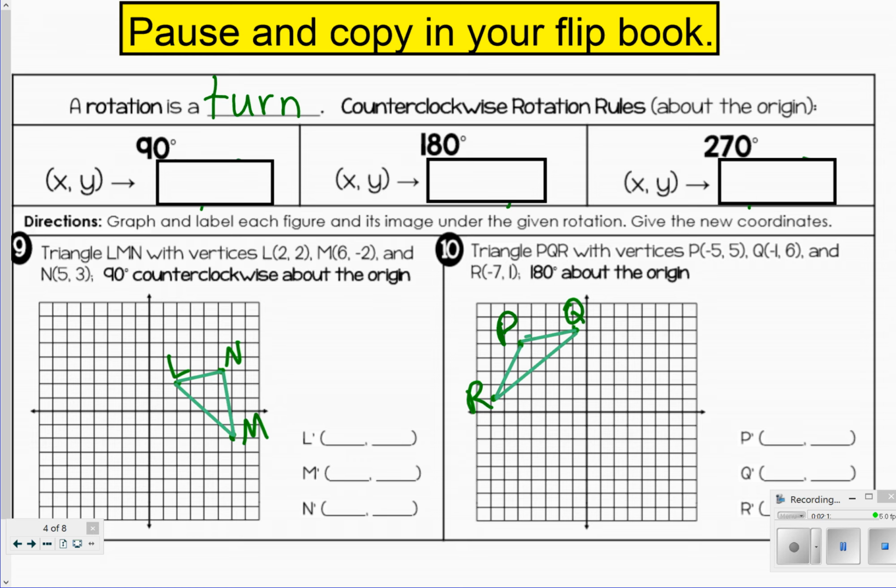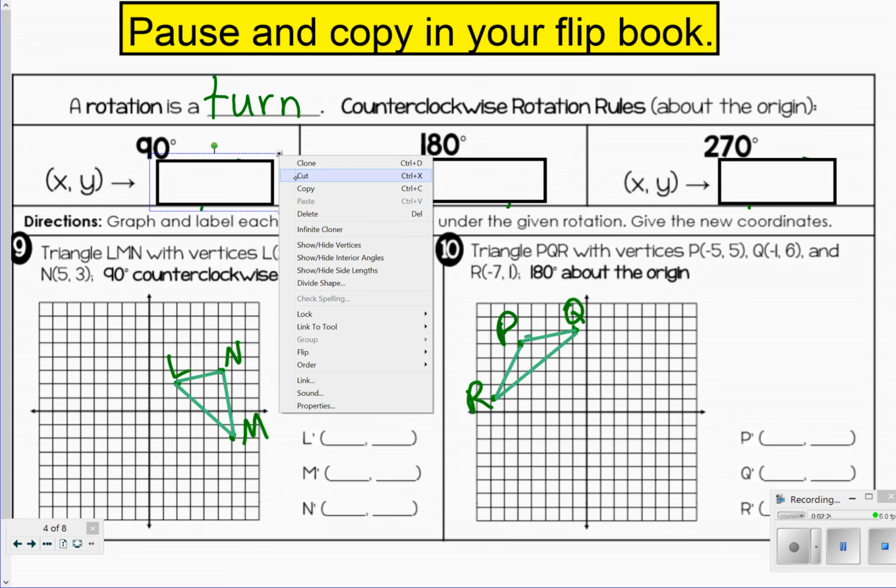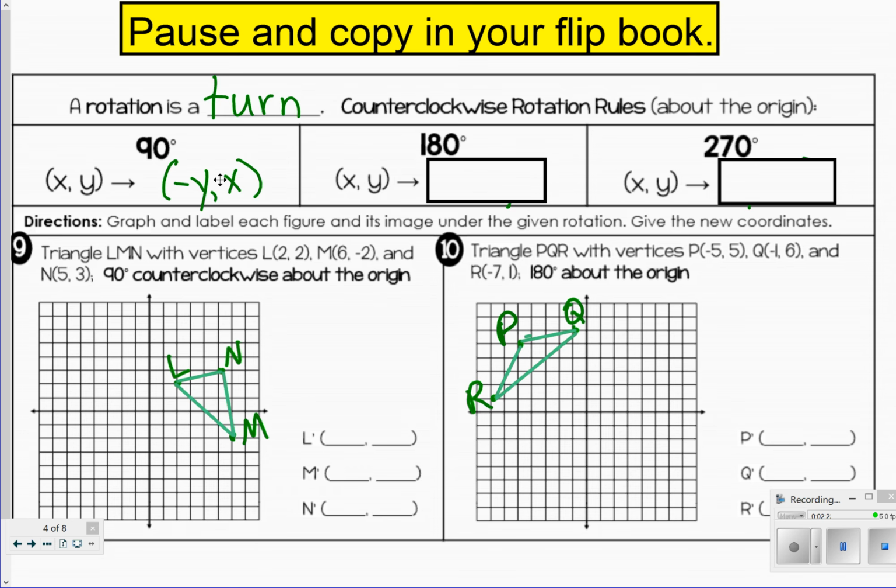So if we go 90 degrees, if we turn our shape one turn, what would happen to that x and that y? Well, the x and the y would change the order that they appear. So the y value would come first, and then the x value would be second. But the y value changes its sign. So if it was negative, it's now positive. If it was positive, it's now negative. So again, the x and the y flip locations, and now it's y first and x second.